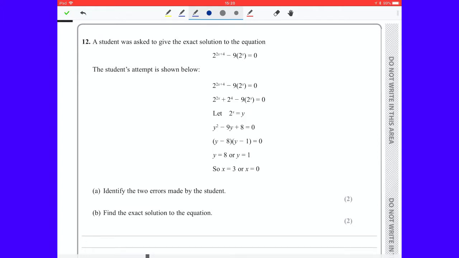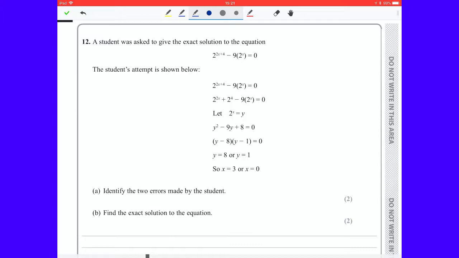Question 12. A student was asked to give the exact solution to the equation 2 to the power 2x plus 4 minus 9 multiplied by 2 to the power x equals 0. The student's attempt is shown below. Identify the two errors made by the student.